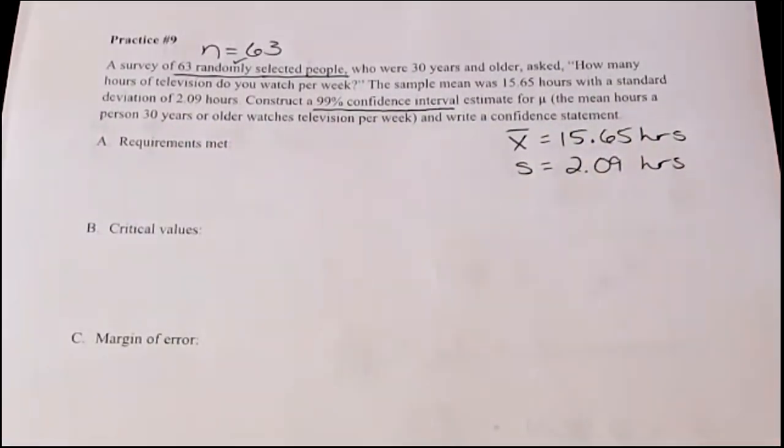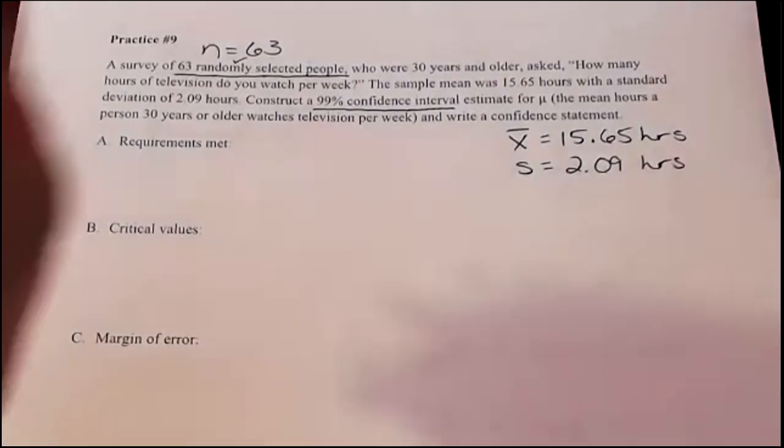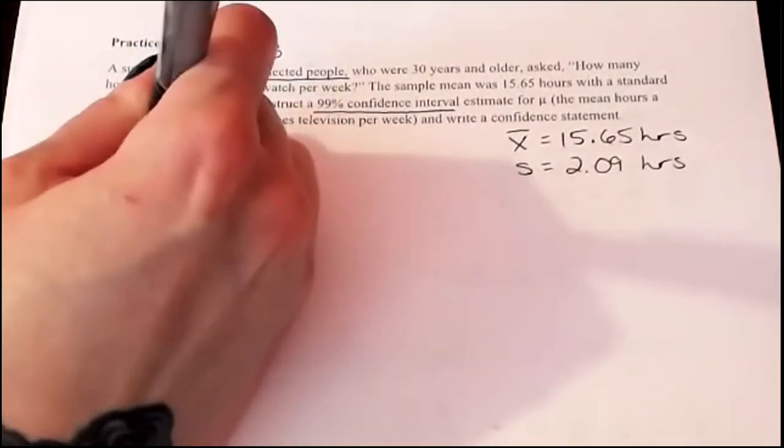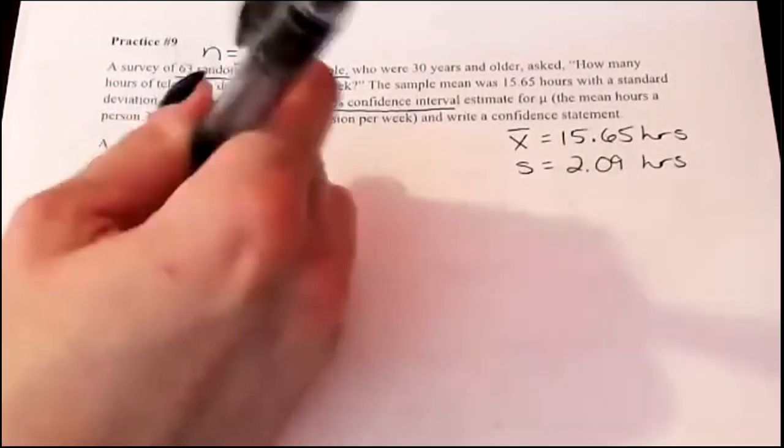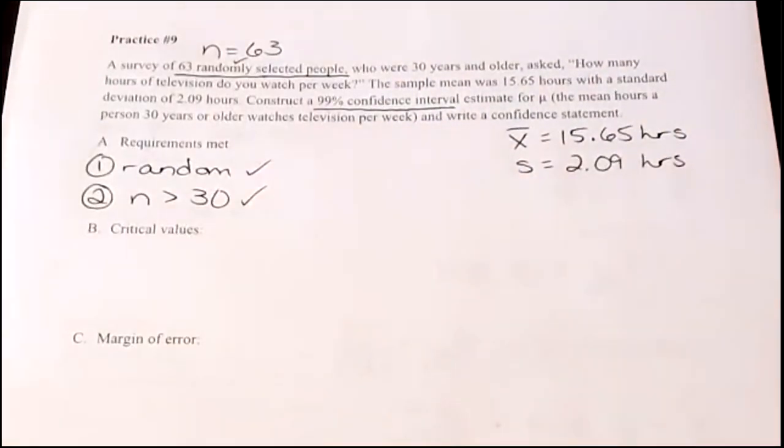And then, of course, we write a confidence statement. So we meet both requirements, that we have to have a simple random sample and that N is greater than 30, which is really nice.